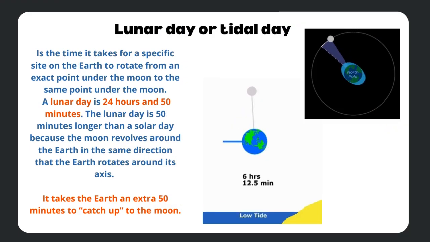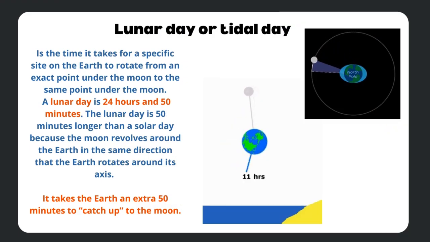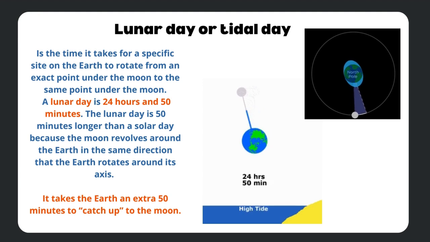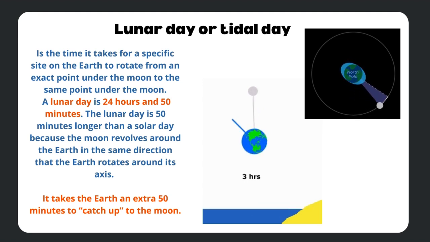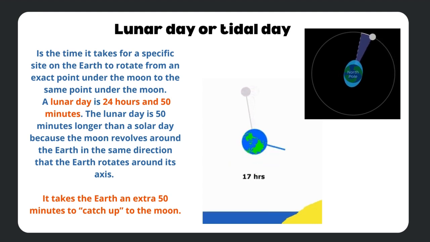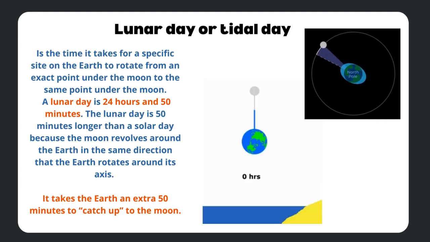One of the most important is the lunar day or tidal day. Do you remember it? Unlike a 24-hour solar day, a lunar day lasts 24 hours and 50 minutes. This occurs because the moon revolves around the Earth in the same direction that the Earth is rotating on its axis. Therefore, it takes the Earth an extra 50 minutes to catch up to the moon.